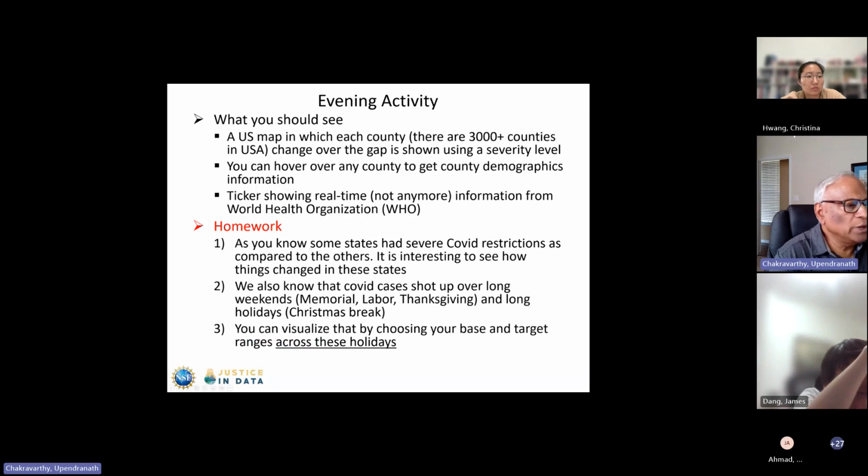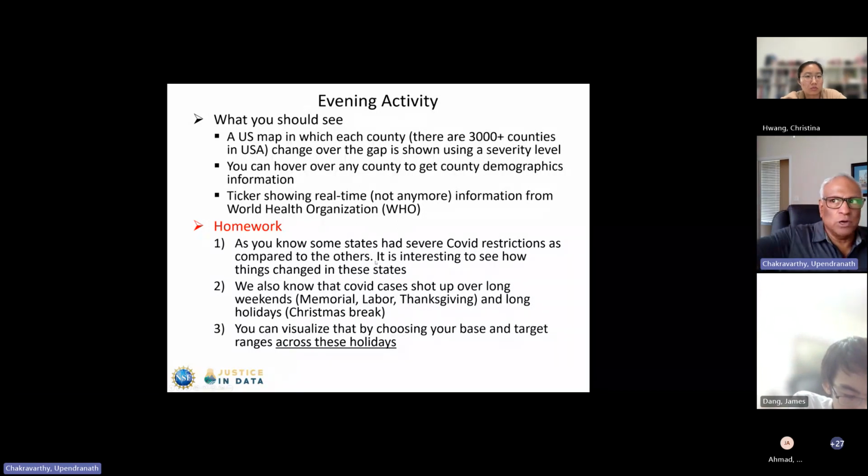The homework for you is this: as you know, some states had severe COVID restrictions compared to others. We know that New York, for example, had very strong restrictions compared to Texas or Montana. It is interesting to see how things change in these states. We also know that COVID cases shot up over long weekends.